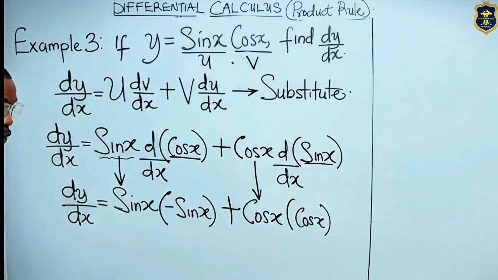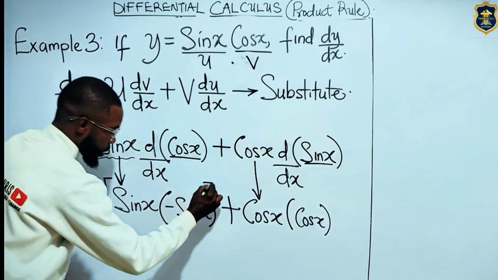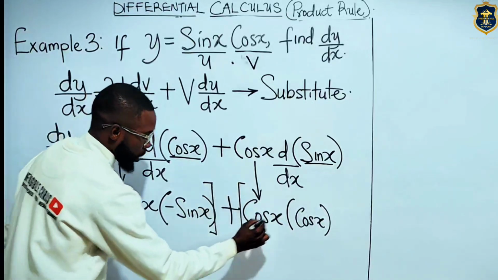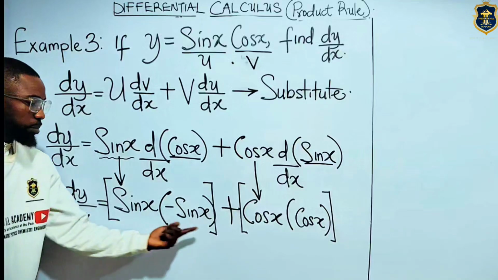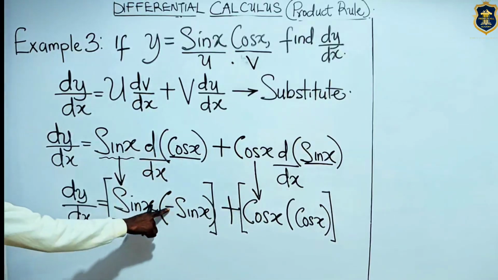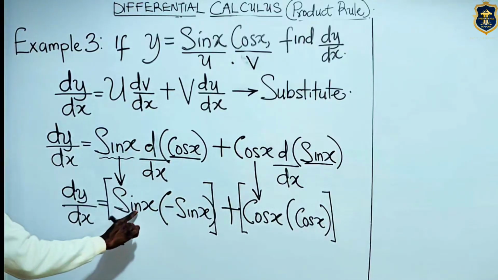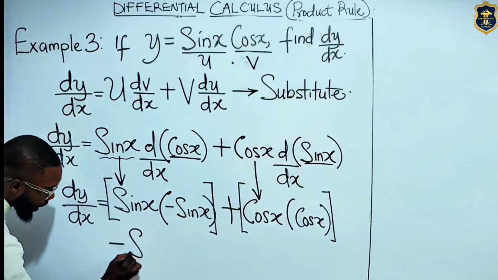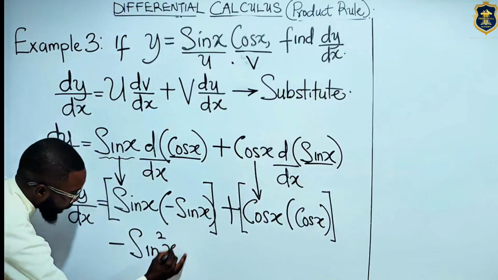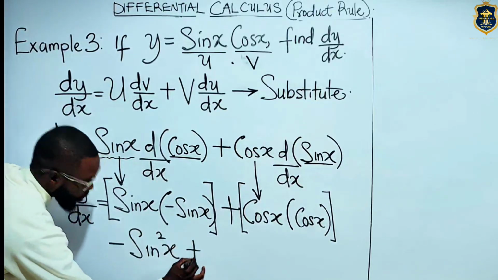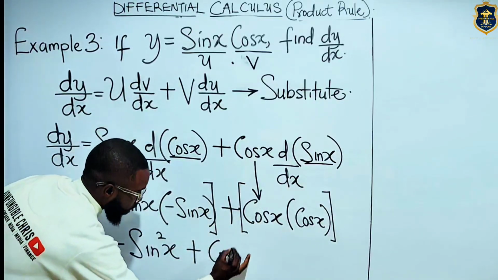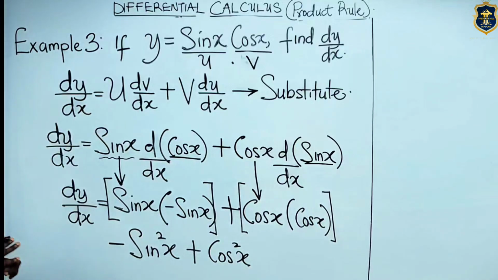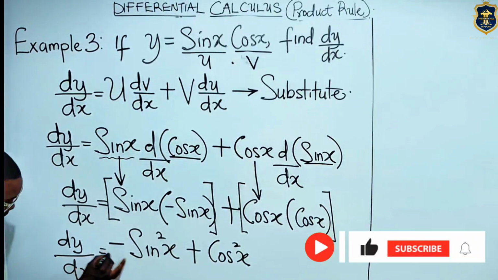Very simple. So we put a square bracket to take these guys off, also a square bracket for these. Sine x times sine x, this is a minus sign, so put the minus sign first, then sine x times sine x gives sine square x. And then we have plus cos x times cos x, which gives cos square x. This is our final answer for dy over dx.